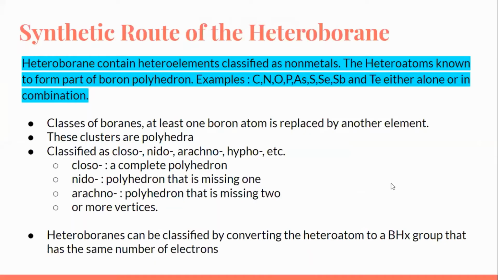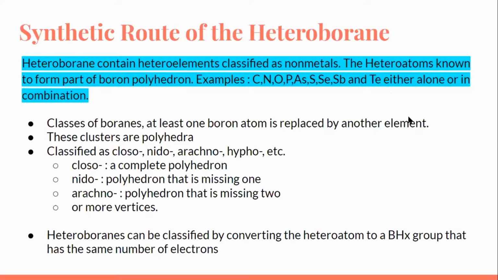So I will proceed to the slide of the synthetic route of the heteroborane. Before I start, I would like to give a short introduction about heteroborane. Heteroborane contains heteroelements classified as nonmetal. The heteroatom is known to form part of the boron polyhedron, where the element attached to the heteroborane can be either carbon, nitrogen, oxygen, phosphorus, arsenic, sulfur, selenium, and tellurium, either alone or in combination. Heteroborane is a class of borane where at least one boron atom is replaced by another element.